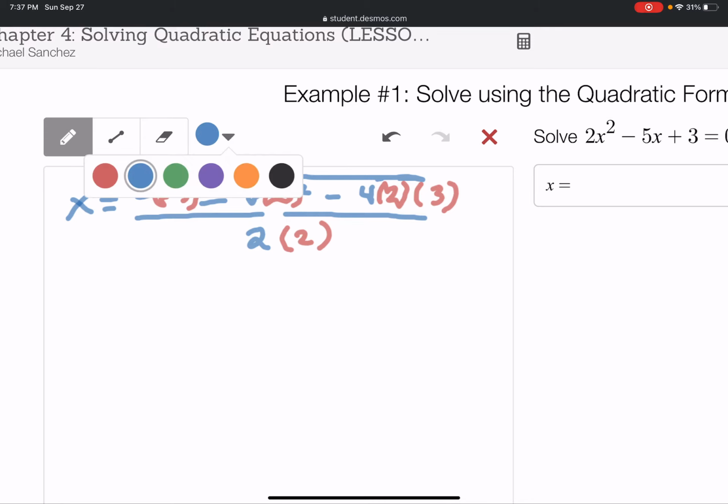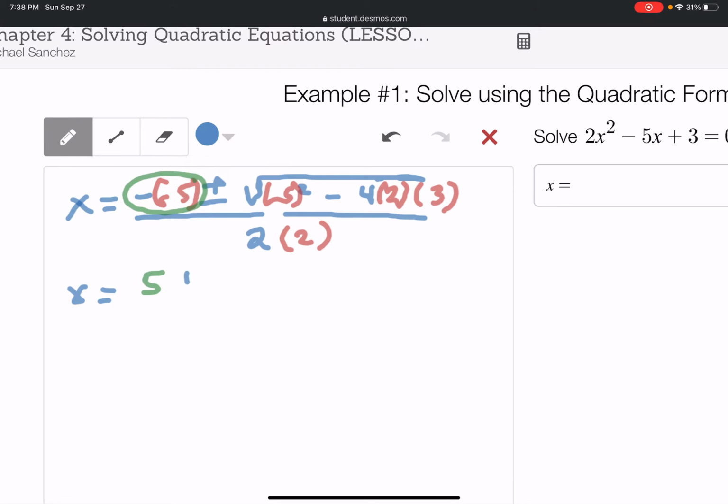So what I want to do is take it by parts. I'll color code it so you guys can see where everything's going. The good thing about the quadratic formula is you can take different pieces all the way around. So I'm going to simplify that. So that's negative 5. So I'm going to say x is equal to, and then that becomes a positive 5 because negative times a negative is a positive. I have plus or minus.